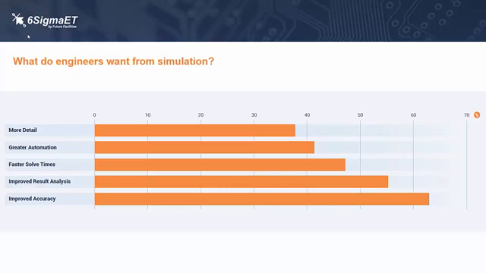They want greater automation, so these engineers might be experts on thermal but not experts on CFD, so they want automation built into the tool to help them out with tasks that they may find complicated. They want faster solve times. They don't want to set a simulation running and get results back next week. They want improved results analysis. They don't want it to be a chore to get the results they need out of the simulation tool. And of course, everybody wants improved accuracy.